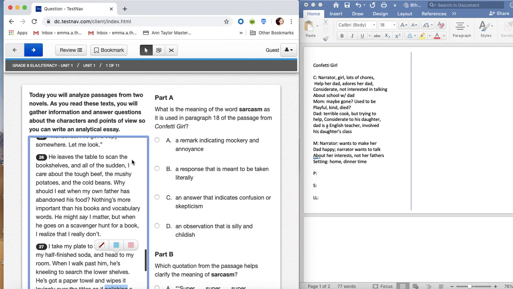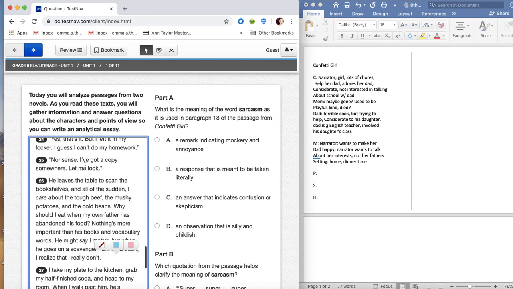He leaves the table to scan the bookshelves. Oh, yeah, that's right. So he was looking for this copy of this book.